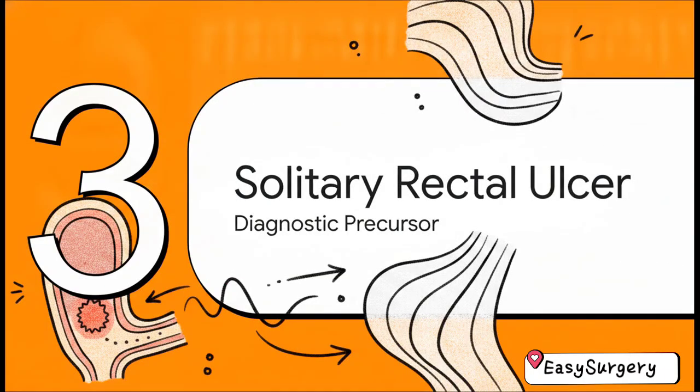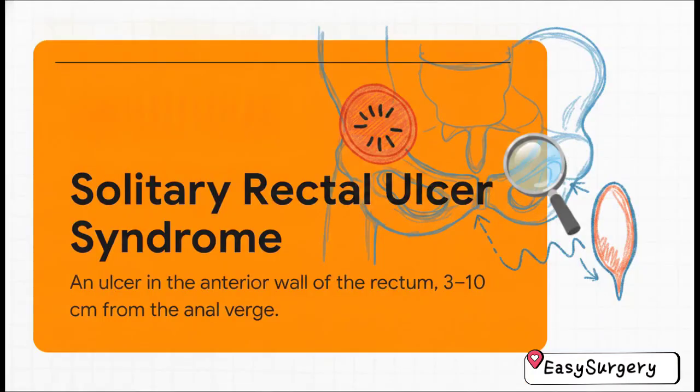Section 3, Solitary Rectal Ulcer Syndrome. This is a localized condition that often acts as the starting point for the prolapse we just discussed. Solitary rectal ulcer syndrome, or SRUS, is highly specific. It presents geographically right there in the anterior wall of the rectum, usually located exactly 3 to 10 centimeters from the anal verge. So why do we care about this specific ulcer? Well, because it acts as a major precursor and starting point for structural prolapse.